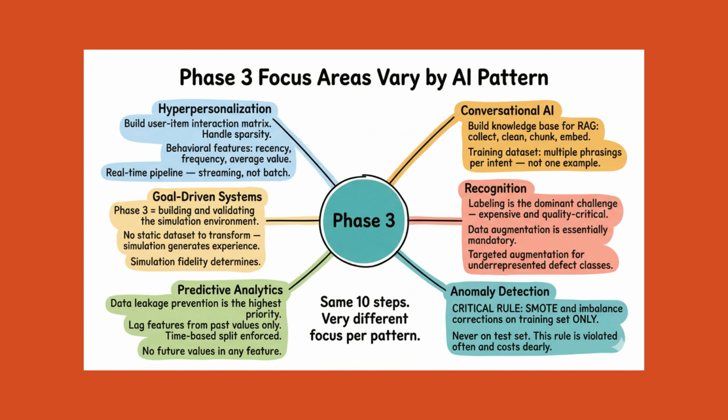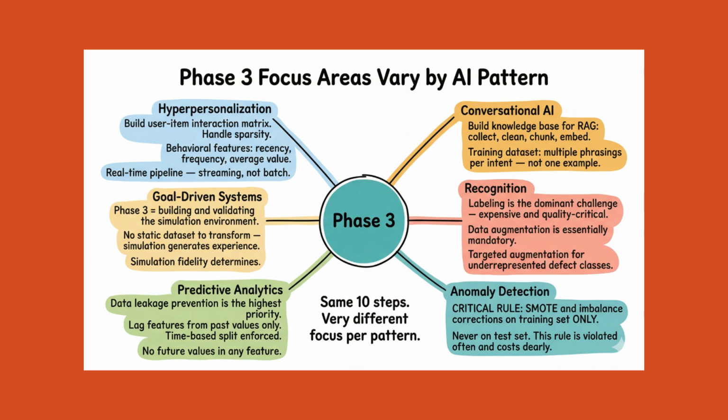For conversational AI, Phase 3 centers on building the knowledge base for RAG systems. Documents must be collected, cleaned, chunked at appropriate lengths, and embedded. For intent classification, the training dataset must include multiple distinct phrasings for each intent, not just one example per category.